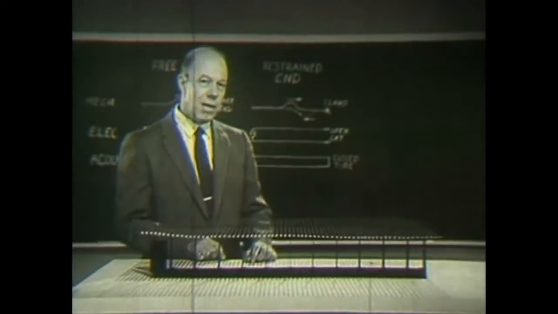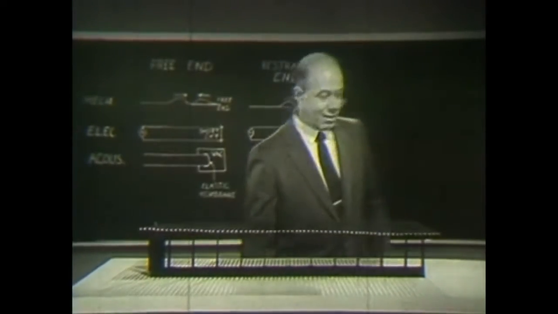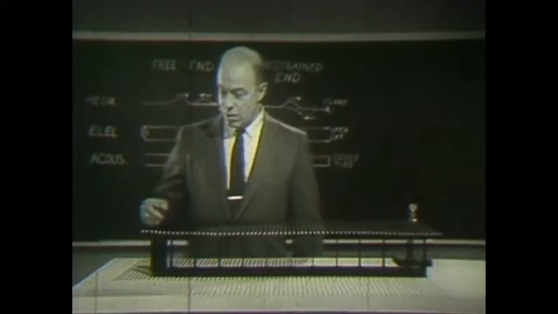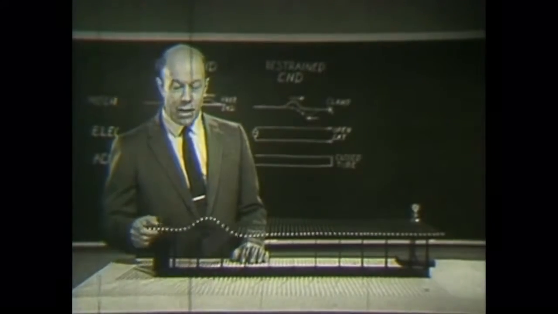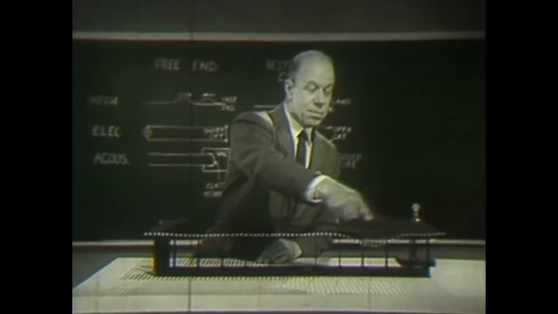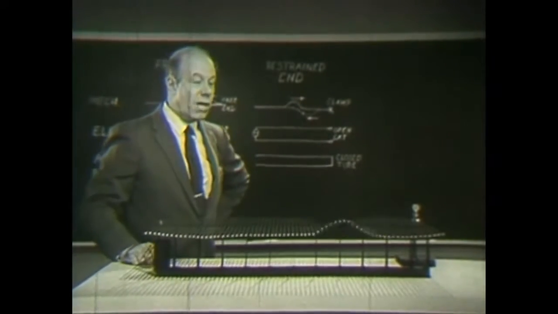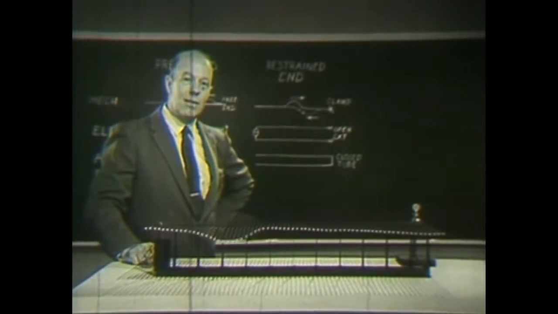But now let me terminate this machine in a different way. I'll clamp this last cross arm to a heavy stand so that a wave arriving here can't produce any displacement of the cross arm. This time you see the wave is reflected upside down. The reflection is still total as it was before, but the wave is inverted upon reflection.